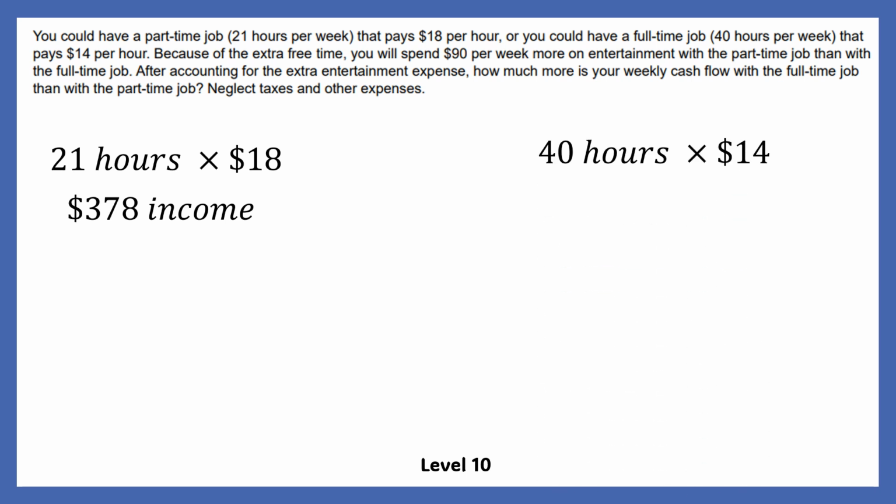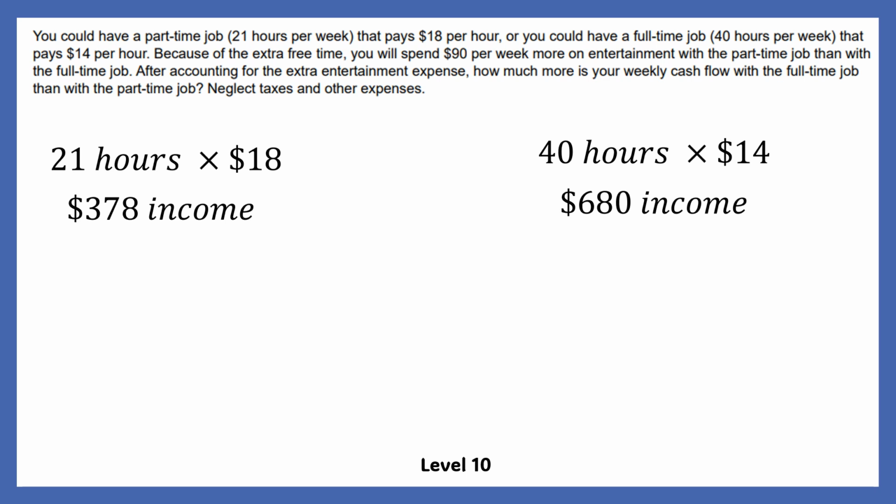But if we take the full-time offer, we have a full-time job offer of 40 hours per week at only $14 per hour. Now, because it pays less, are we going to make less money? No, because we're working about twice as much. So we end up making more money. We end up making $680. So it is more, obviously, if we're going to work twice as much.